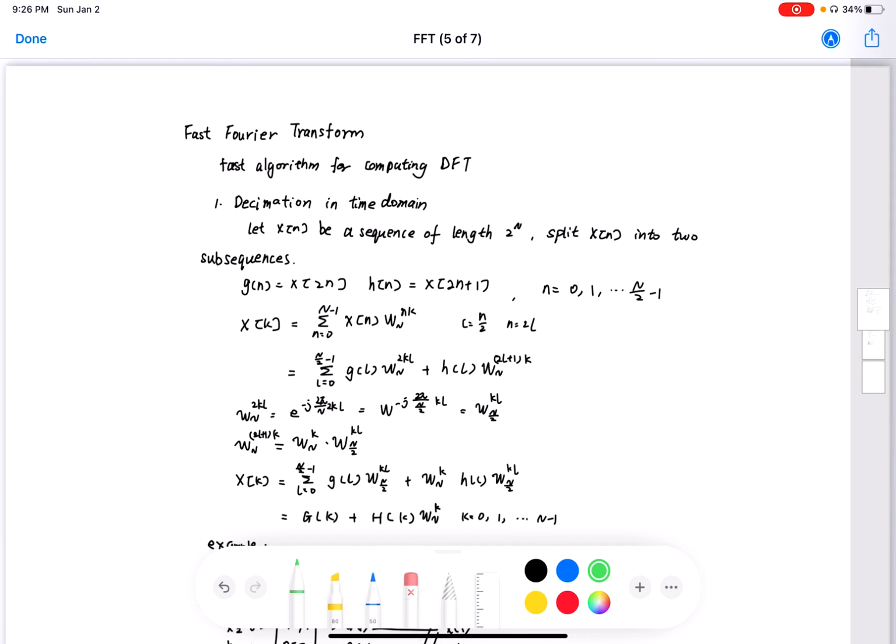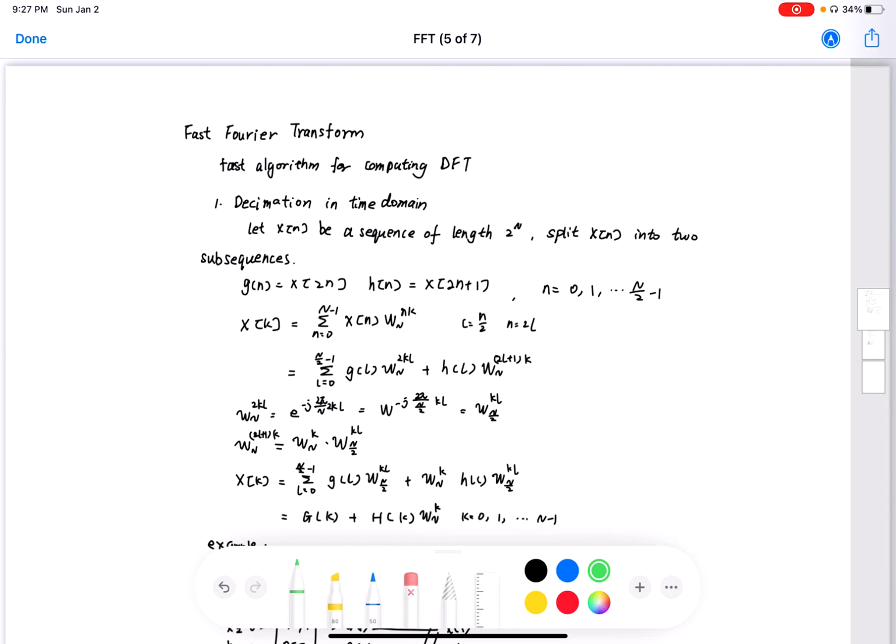In this video, I want to introduce the fast Fourier transform. The fast Fourier transform is actually not a new transform, but only an efficient algorithm for computing the DFT. So I want to introduce two FFT methods. The first one is decimation in time domain.